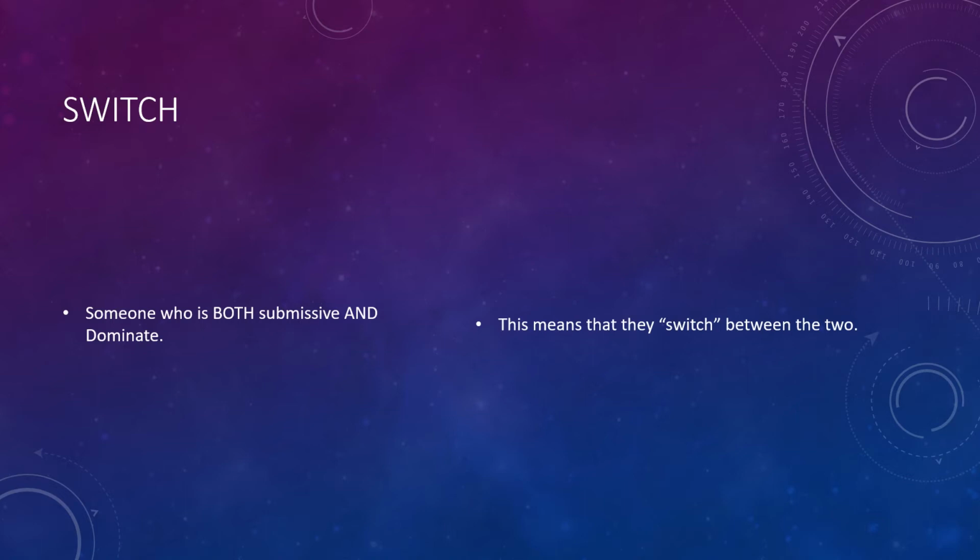And finally, the switch. A switch is someone who is both submissive and dominant. This means that they can literally switch between the roles. Kind of cool, right? Some are more dominant, while others are maybe a little more submissive. Now, with this, it can get kind of complicated. Some switches have partners who are also switches, because while one is in a dominant space, the other can be in a submissive space, and it works, and vice versa.